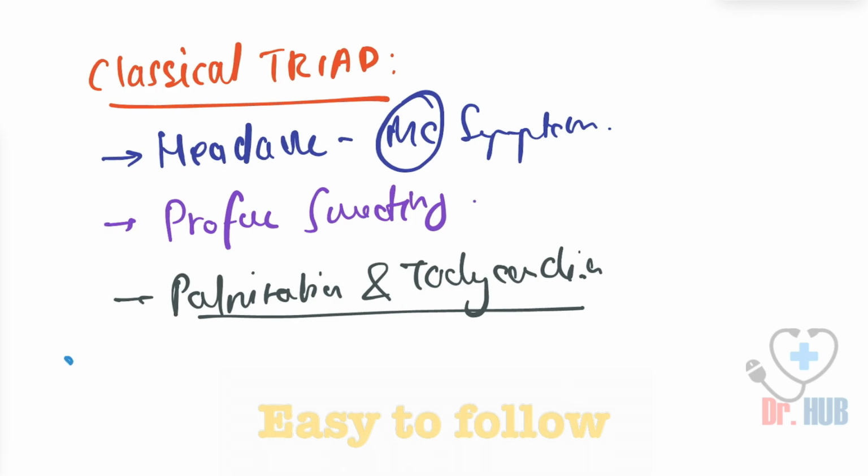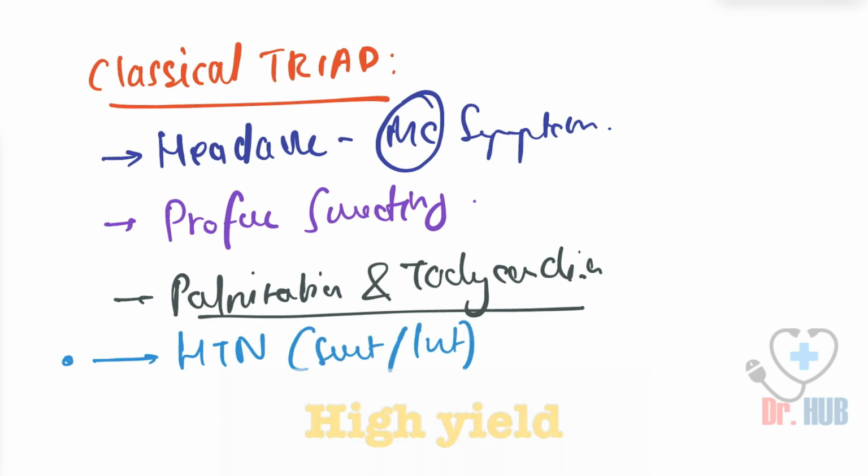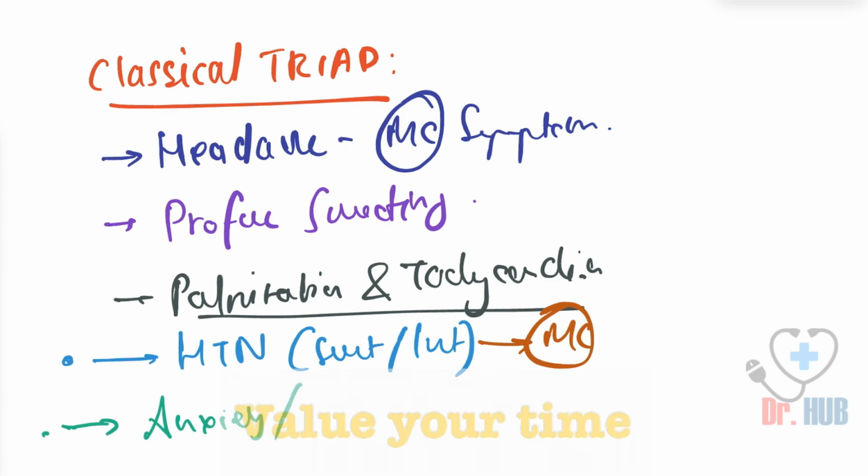Next, looking at the other symptoms, it includes the presence of hypertension. This can be sustained as well as intermittent, and it is the most common sign. Then there is also some kind of anxiety. There can be anxiety as well as panic attacks.